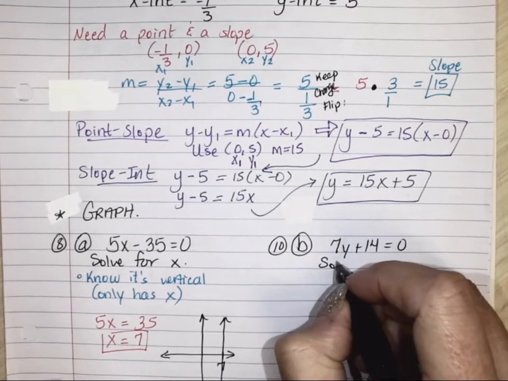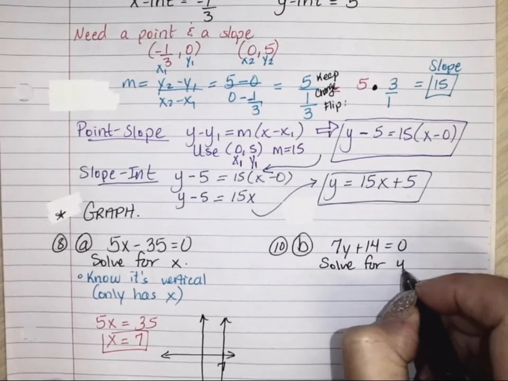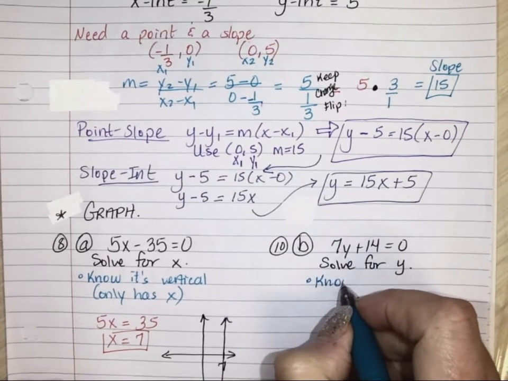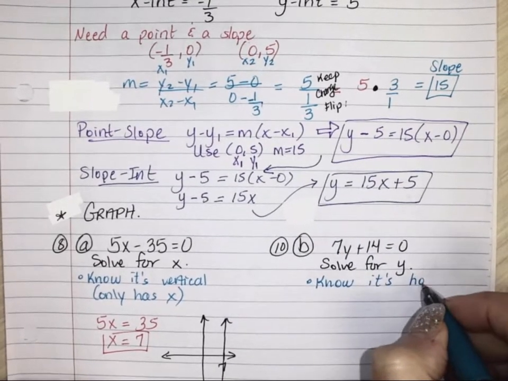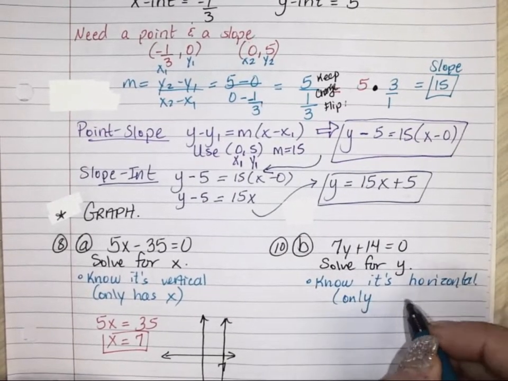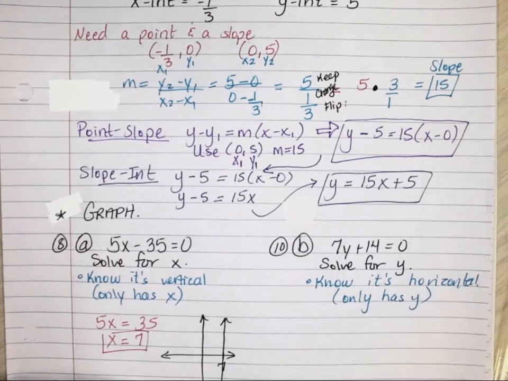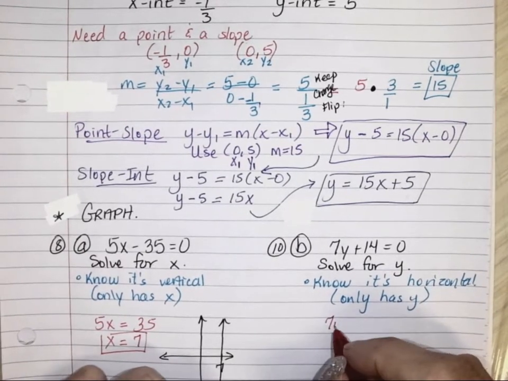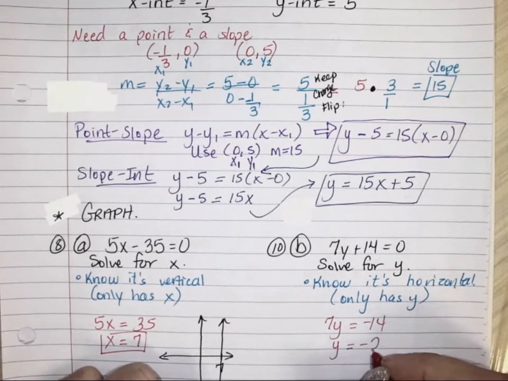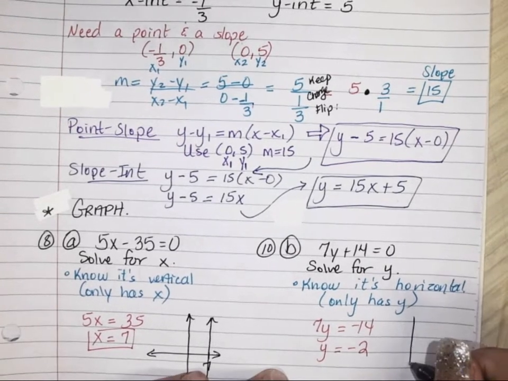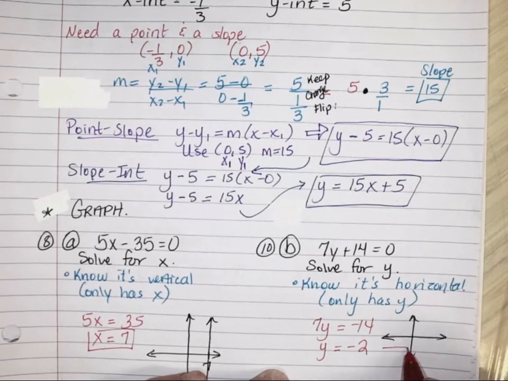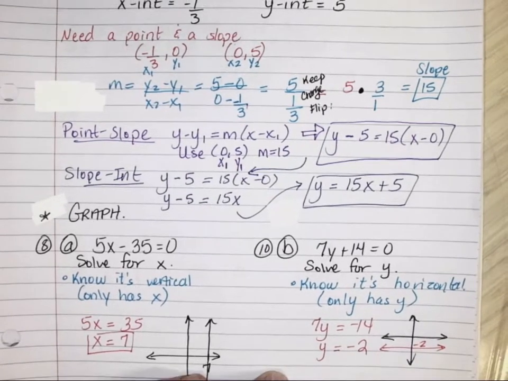Okay, the next type of equation we're going to solve for y. We know that this is going to be, no, it's horizontal, and the reason is it does not have an x, it only has a y. If we solve this for y, we get y is -2, and then to sketch it or graph it, it's going to be through the y-axis at -2.